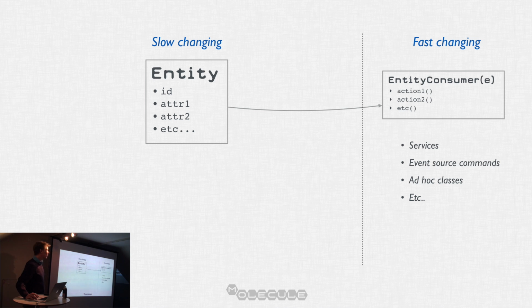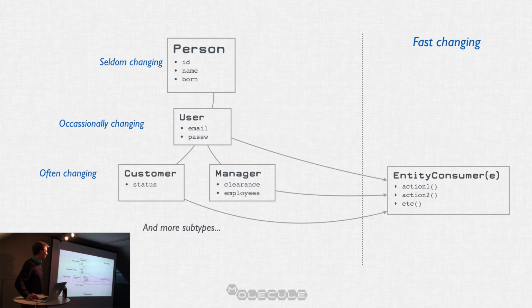So if we generalize the consumer, you could say that you have an entity consumer. And it could be any kind, it could be a service and event source commands, like ad hoc classes, whatever, that consumes some person or something. Then you could even see that the properties of the person have different rates of change, because, for instance, the ID of a person is probably very seldom or never going to change, right? Whereas some status of a customer is going to change more often. So how do you deal with the different speeds of change?